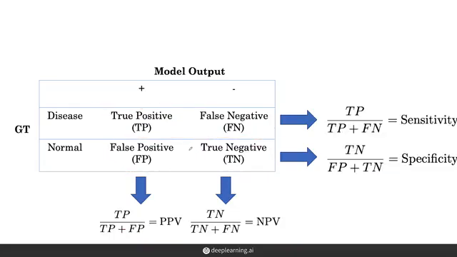So here's the transformation of the formulas to use the terms in the confusion matrix. For instance, PPV is now true positives divided by true positives plus false positives. Thus, the confusion matrix can be used to derive all of these four metrics that we've looked at to evaluate the performance of a model.